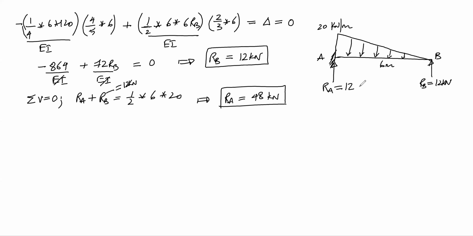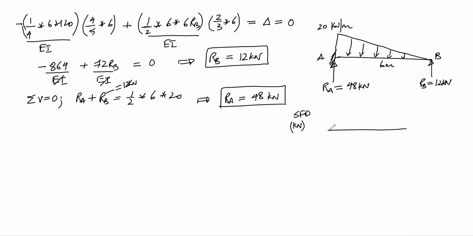So reaction at A is 48 kilonewtons. So I know reaction at A and reaction at B. So I can now write the shear force diagram in kilonewtons.